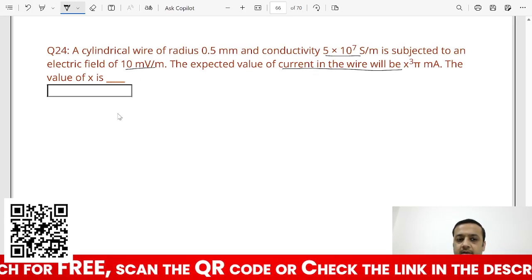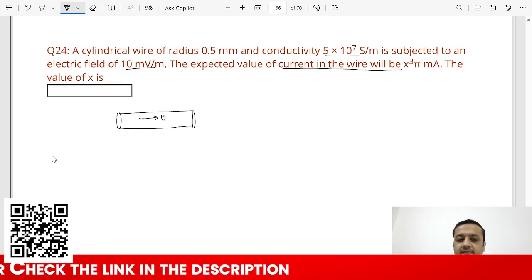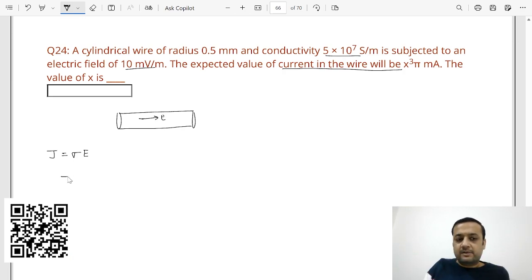Now see, if you remember, suppose there's a wire. Okay, now inside the wire, electric field is present, and there's one formula. Current density is equal to sigma into E, which is basically called the microscopic form of Ohm's law. So basically J is equal to sigma E. Now sigma is the conductivity, which in the question is 5 into 10 to the power 7. Electric field is 10 millivolts, so that means 10 into 10 to the power minus 3 volt per meter. Okay, so how much will this become? So this will become 5 into 10 to the power 5.